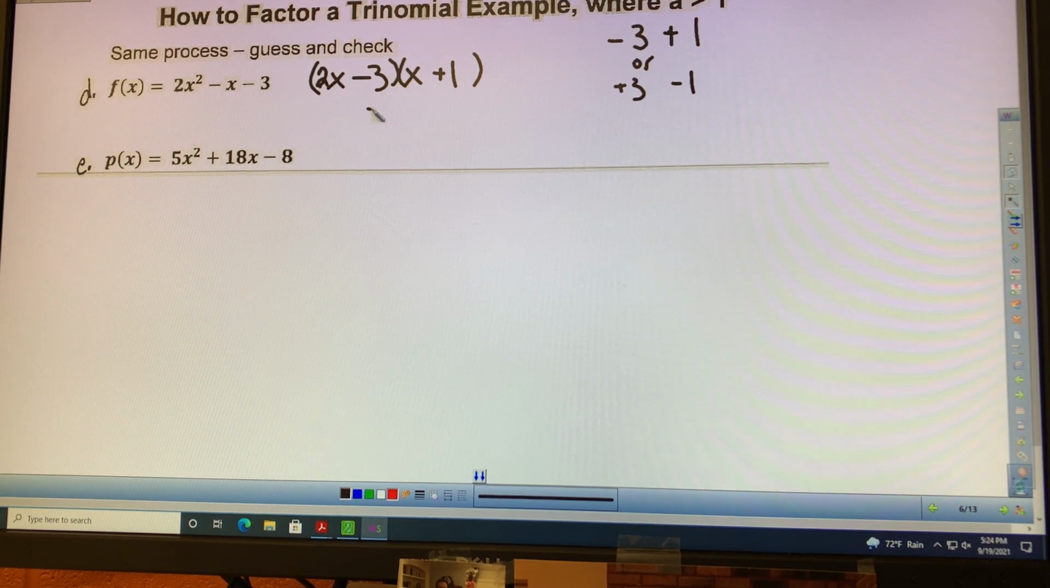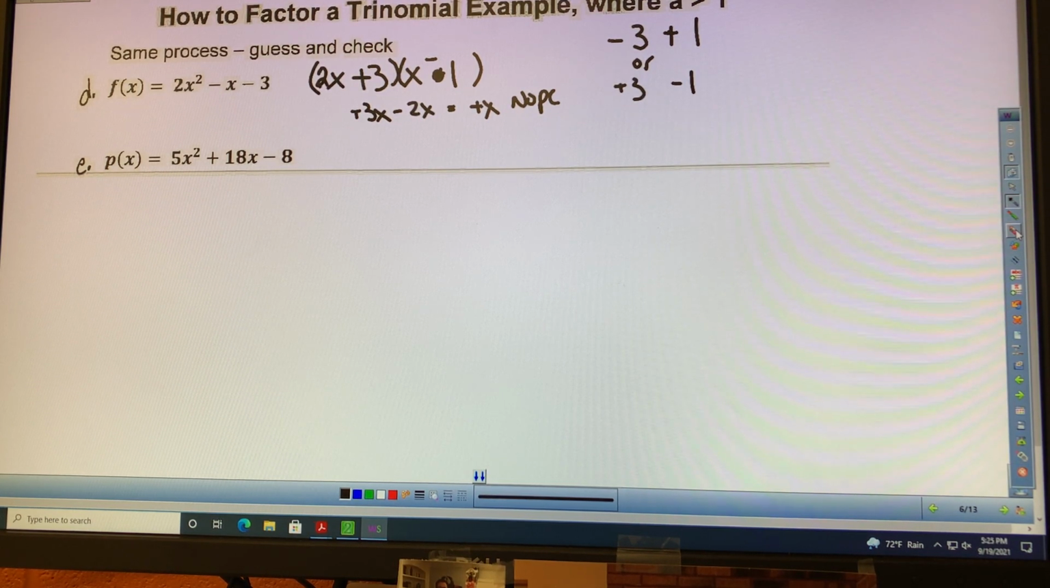Let's see what I get. Negative 3x plus 2x. And lucky for me, that gives me my negative x that I want. So that's my factors right there. But what if you had chosen different ones? What if you started out and said, oh, positive 3 and negative 1? You would have gotten plus 3x minus 2x, which would have given you positive x. Nope, that wouldn't have worked. So that's what I mean about you may have a guess and check.